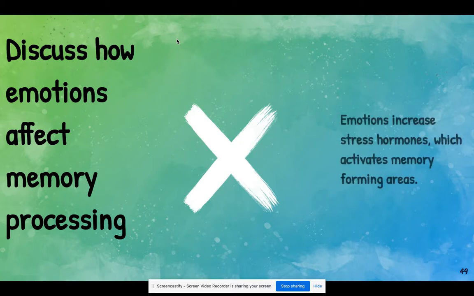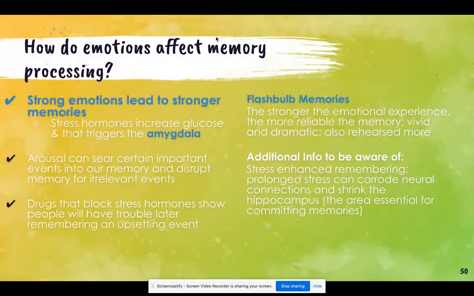So in terms of emotions and memory processing, on a neural level, we know that emotions increase our stress hormones. And when our stress hormones are increased, it activates our memory forming areas. More specifically, we know that strong emotions lead to stronger memories. Those stress hormones increase glucose, and glucose triggers the amygdala. So the amygdala is obviously involved with memory formation that's tied to emotion.